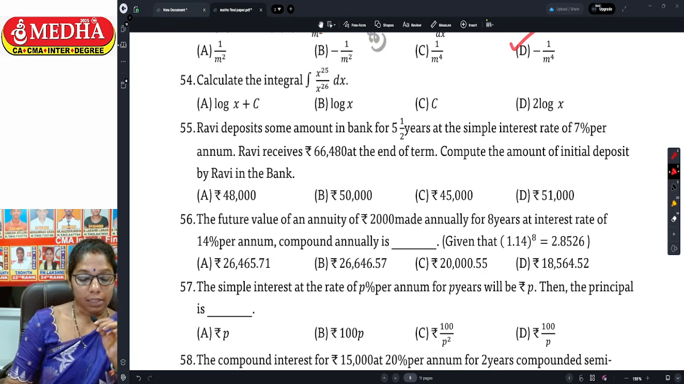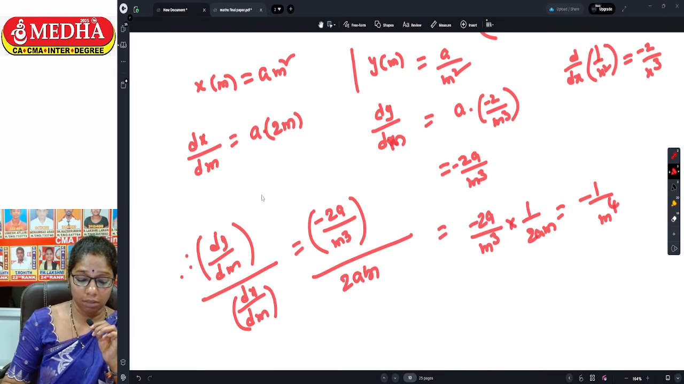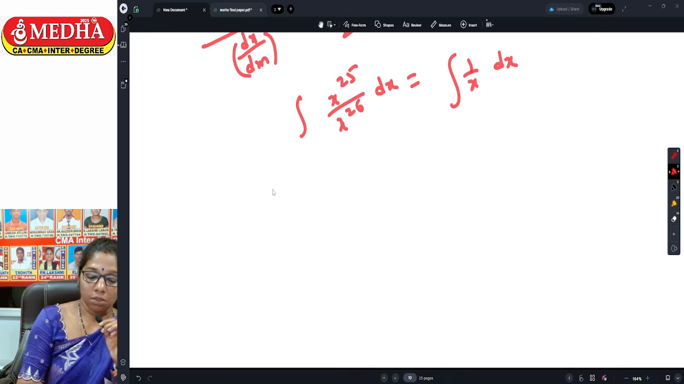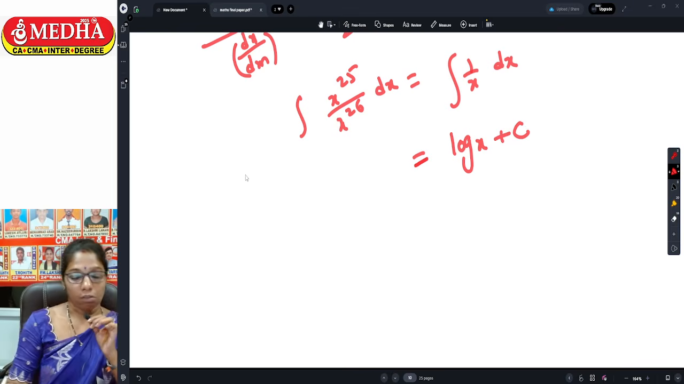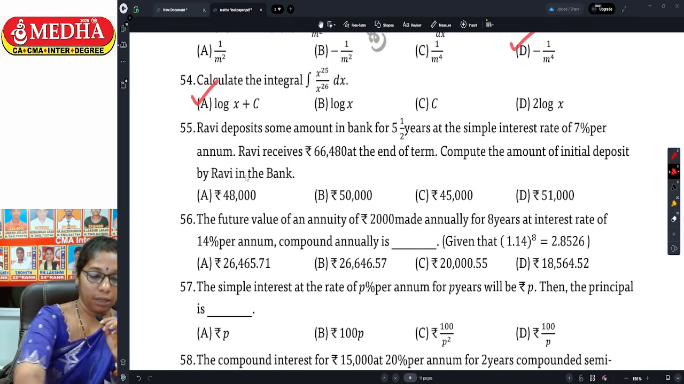Next one, calculate integral x power 25 by x power 26 dx. Integral x power 25 by x to the power of 26 dx is equal to integral 1 by x dx. So 1 by x dx is nothing but log x plus c. Integral 1 by x is log x. Log x plus c is the solution, that is option A.